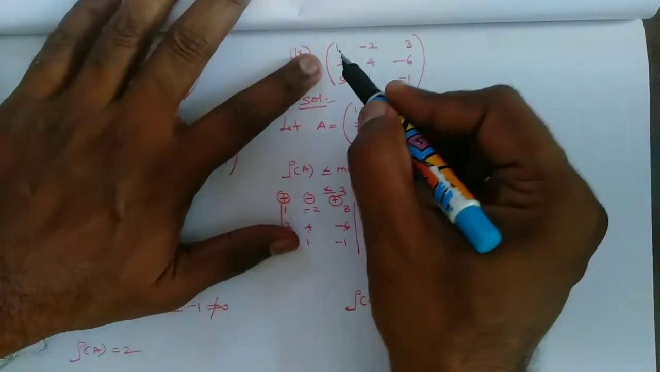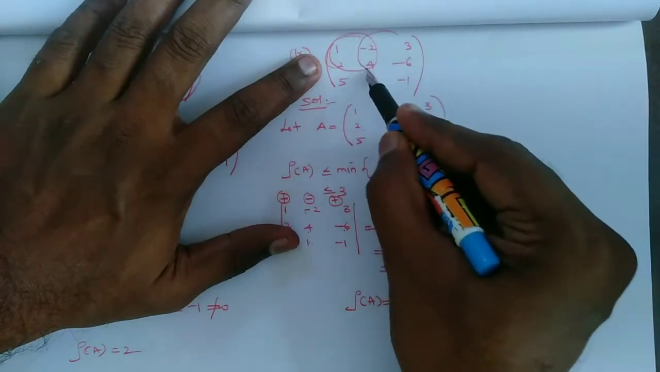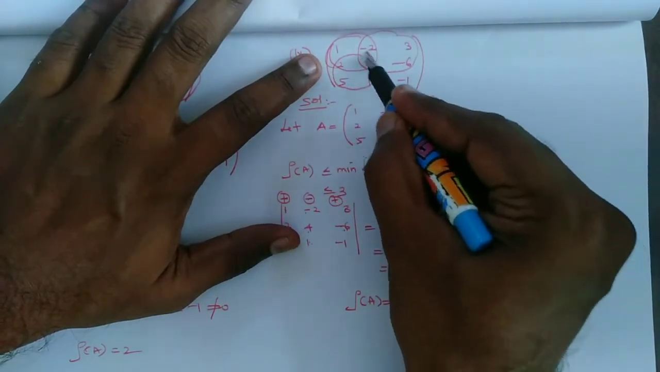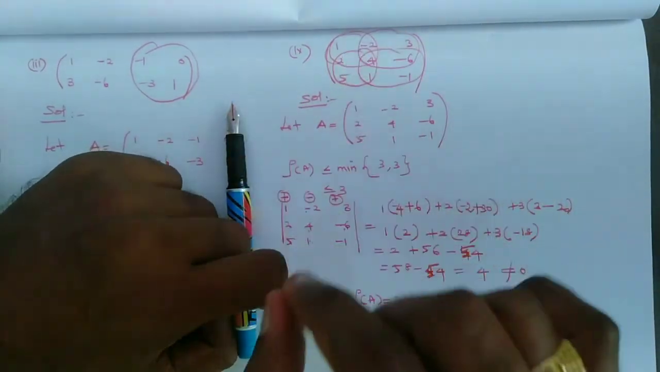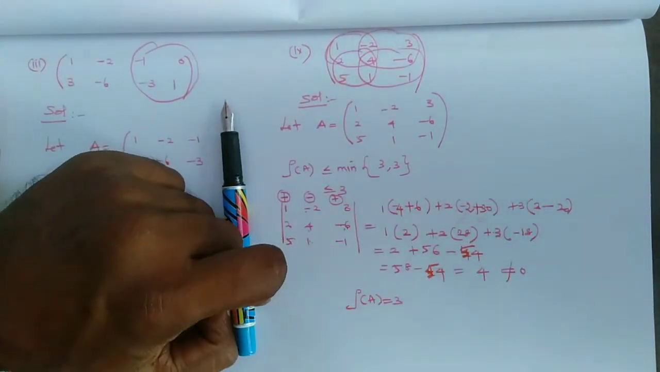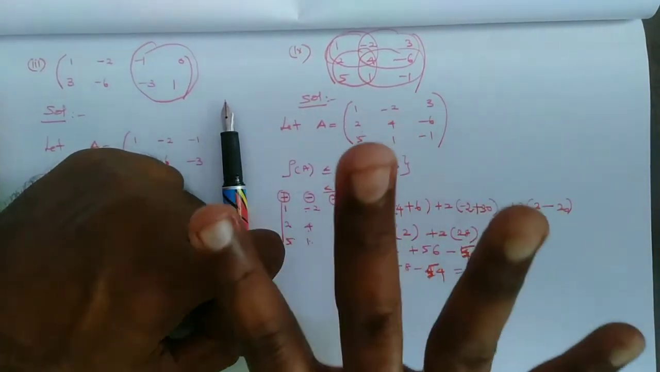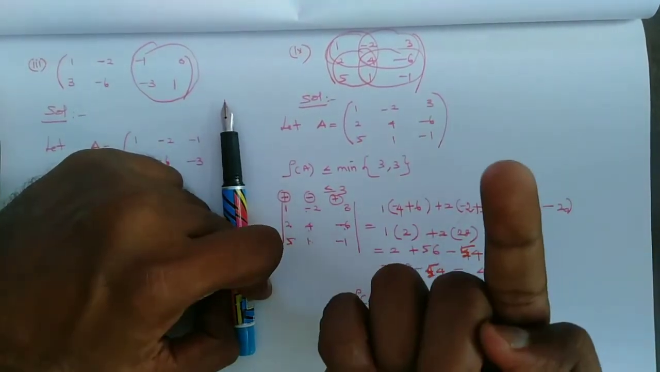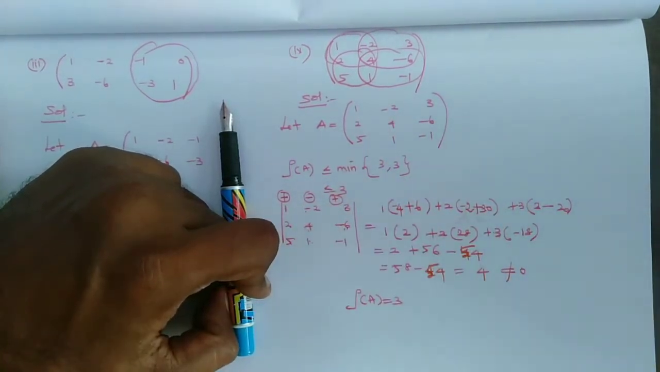For 2, I want to choose 2 cross 2. This is one 2 cross 2, this is another 2 cross 2, and this is another 2 cross 2. That is four 2 cross 2 minors. In these 4, if any one is not equal to 0, rank of A equals 2. If all 4 are equal to 0, rank of A is equal to 1.